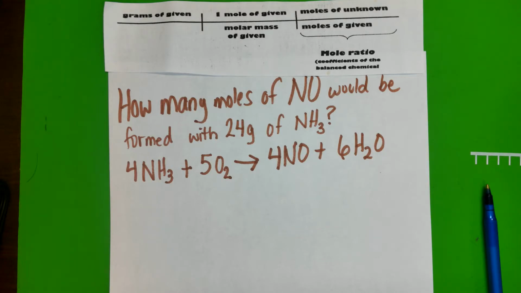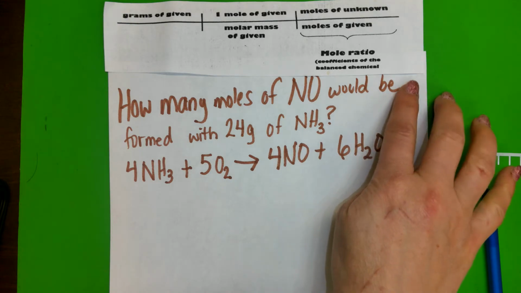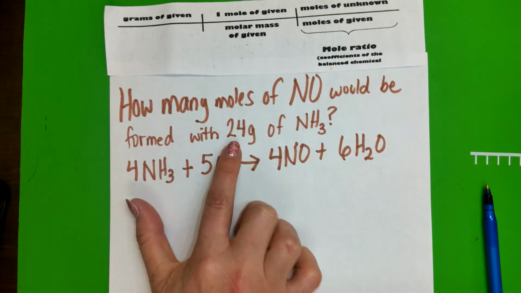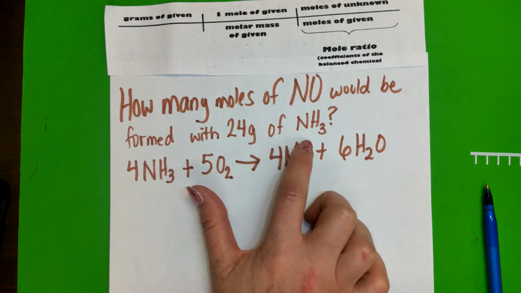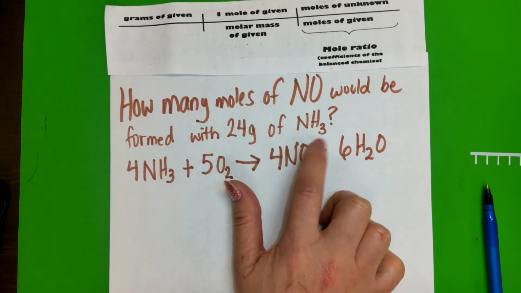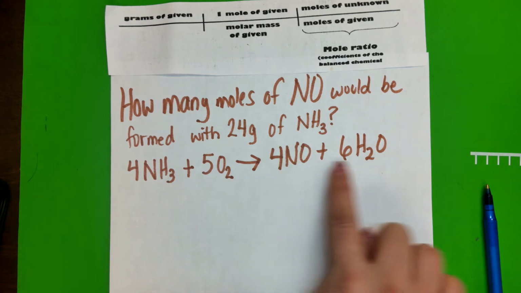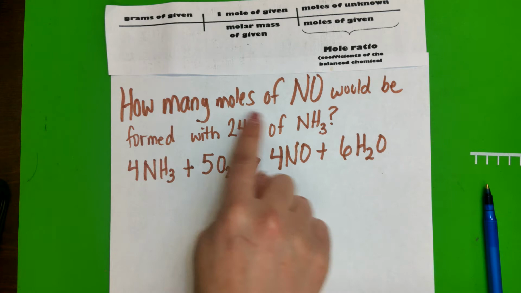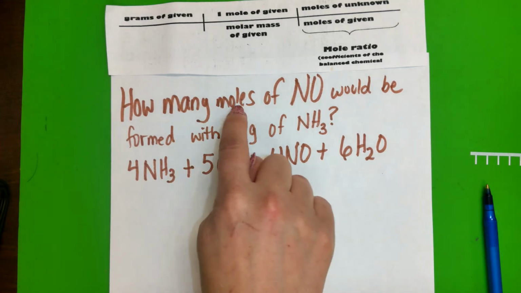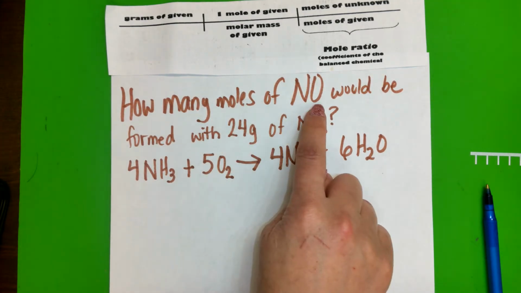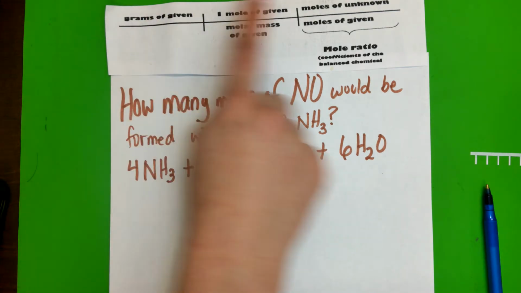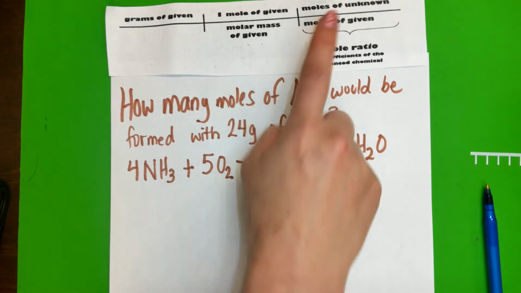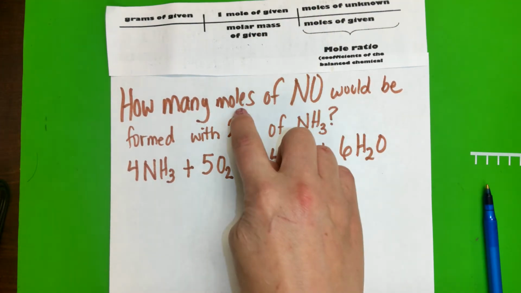So, anyways, this is the first problem. How many moles of nitrogen oxide would be formed with 24 grams of NH3, or ammonia, basically? Okay, and this is your equation. So we are going from grams to moles, right? Because we're going to start with your given and then end up with the unknown, which is moles of nitrogen oxide. So grams of given and moles of unknown, right? Because your moles is unknown.